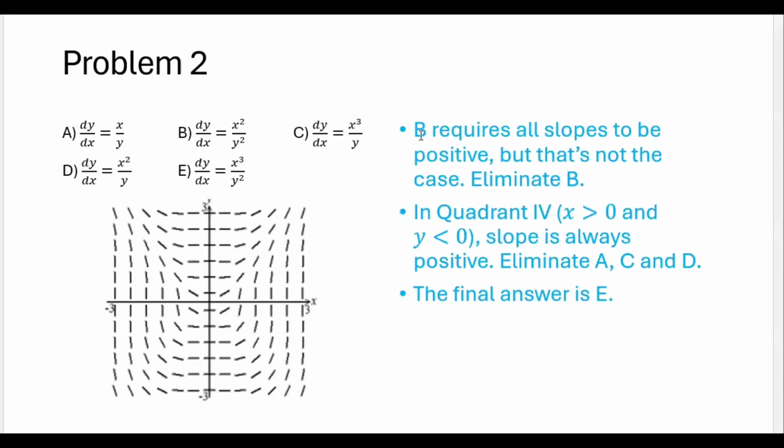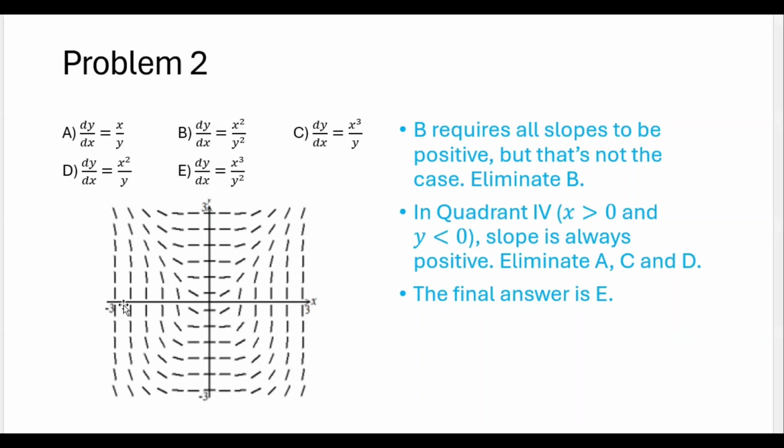So as I said in the beginning, right? B requires all slopes to be positive because x squared is positive, y squared is positive, so dy/dx is positive, okay? So it should be positive everywhere, so we eliminate B, okay? What did I say here? In quadrant 4, where x is positive and y is negative, the slope is always positive, okay? It is right here, okay? So we can eliminate A, C, and D.